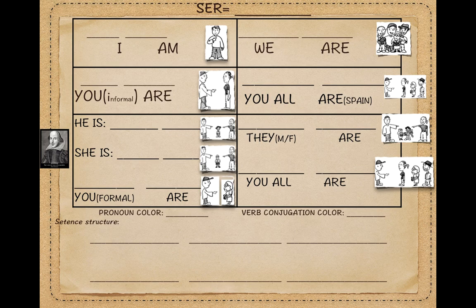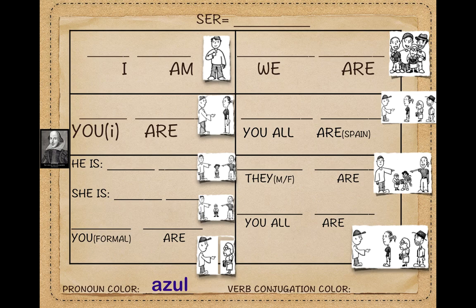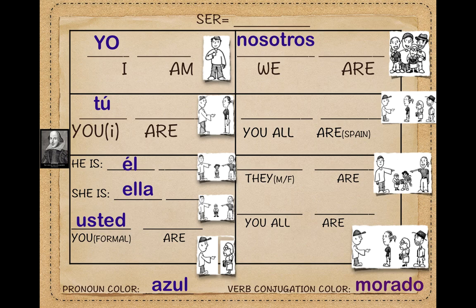And before I do that, I'm just going to color code the pronouns. I'm going to do azul, blue, for pronouns, and purple for the conjugation. So we know that I is yo, you informal tú, he, él, she, ella, you formal usted, nosotros if it's we masculine, nosotras if it's we only females in the group. And we default to nosotros if it's both females and males in the group.